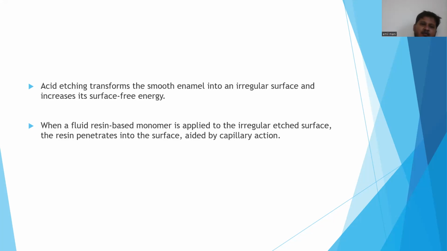Acid etching transforms the smooth enamel into an irregular surface and increases its surface energy. So when a fluid resin-based monomer is applied to the irregular etched surface, the resin penetrates into the surface, which is aided by capillary action.